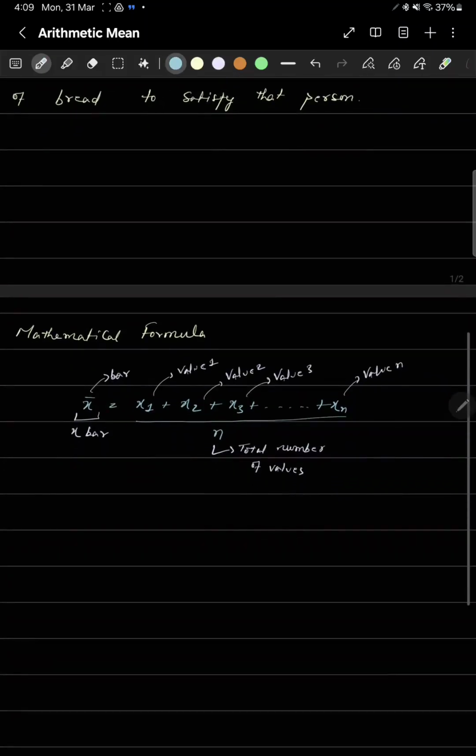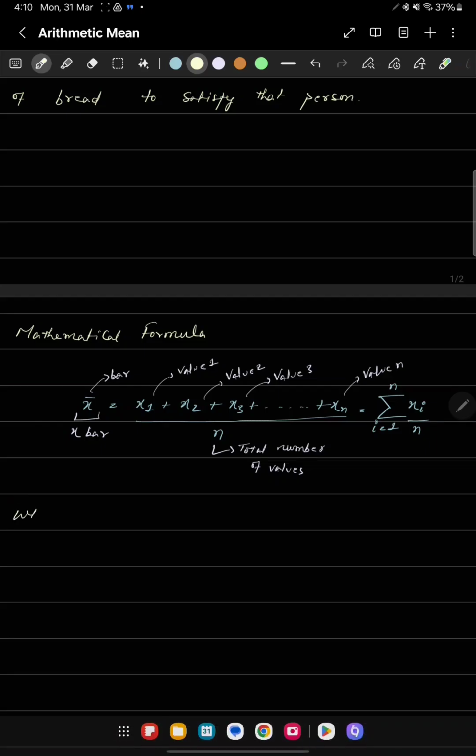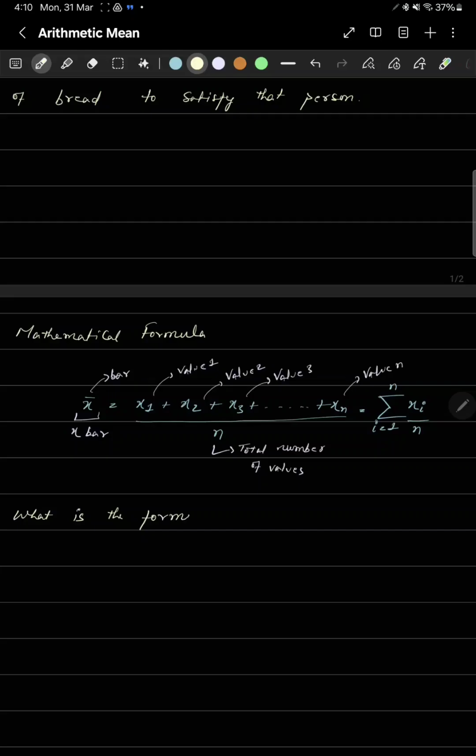In formal notation this is also written something like this, right? So this is the sum of xi over n, where i ranges from 1 to n. So this is another way of writing this formally. Now let's understand what this formula is actually doing, right?